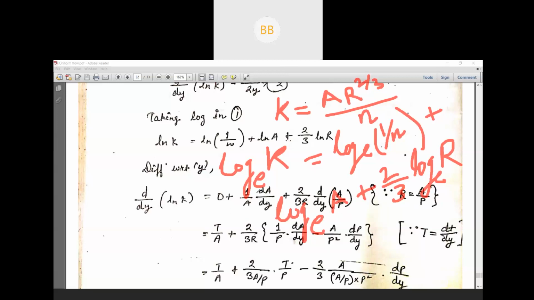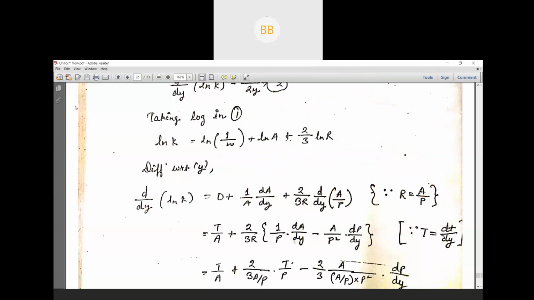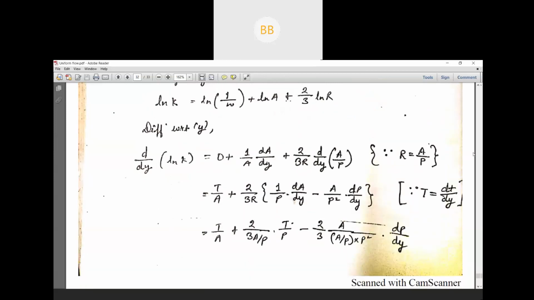Then you have to take the differentiation with respect to y. So again, you can write here log e k or ln of k, it's up to you. n is your Manning's roughness coefficient and it is a constant term for a particular channel, so if you differentiate it you will get 0. Then log a, if you differentiate you will get 1 by a, and then again we know a is a function of y, as we are differentiating with respect to y.